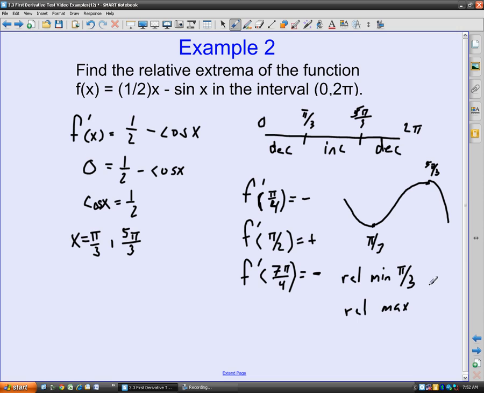And that's really what we're looking for with these. Basically, they're relative because there's more of them. We just had to restrict the interval. So in our next example, they're asking us for the same thing. Can we find the relative extrema?